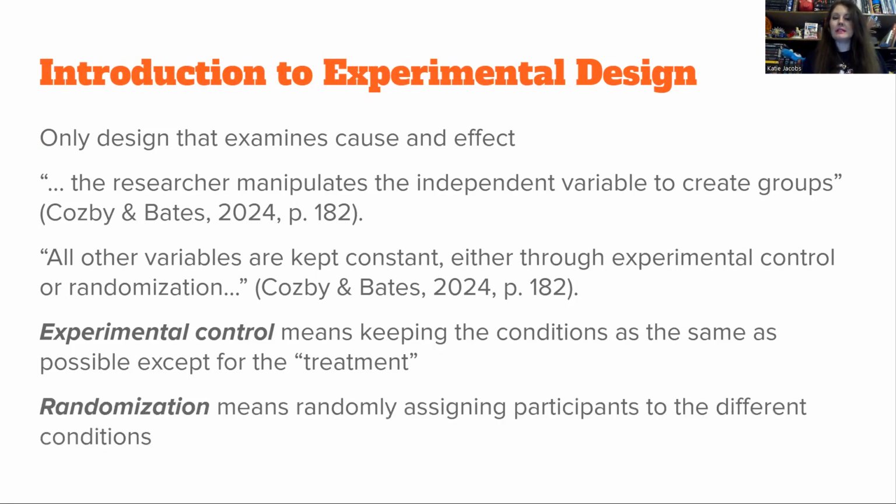Randomization then means randomly assigning participants to the different conditions. So we don't just get to choose who goes in which group. We don't get to use pre-existing groups. For it to be a true experiment, which is another way of saying that we did experimental design, we have to make sure that we're randomly assigning the participants to the conditions.